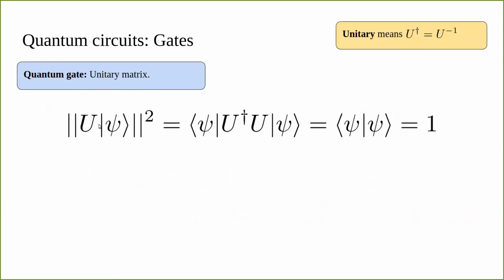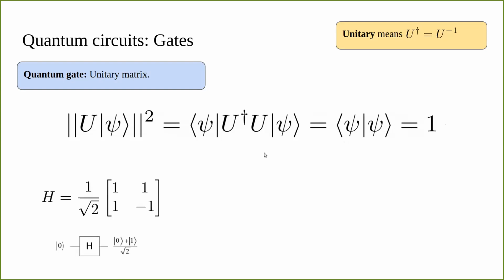If I take U and apply it to some wave function psi that does have unit norm, then I look at the norm of it and I get psi U dagger U psi. And here U dagger U, since the dagger is the inverse, becomes identity. And then I just get psi psi, and this is 1 because psi is a wave function. So unitary gates preserve the norm of wave functions or vectors.